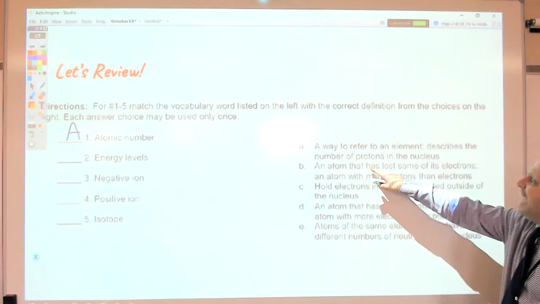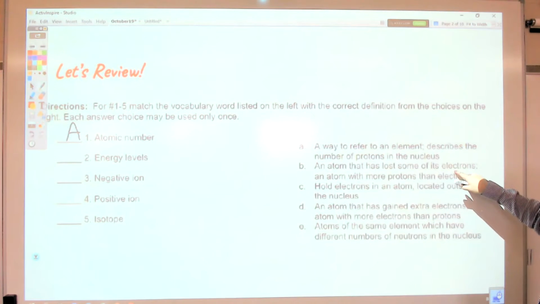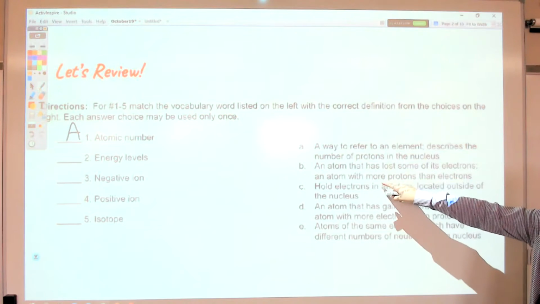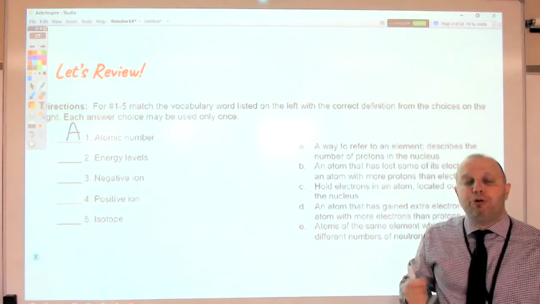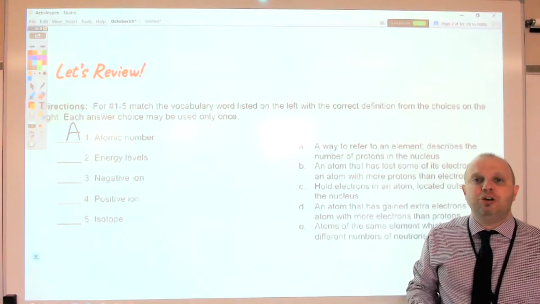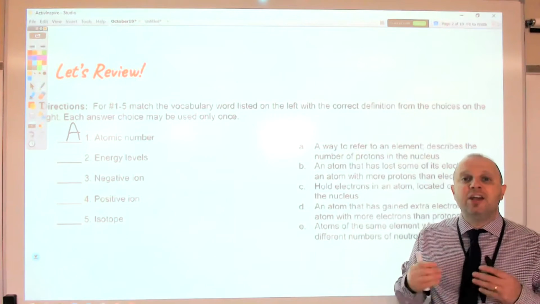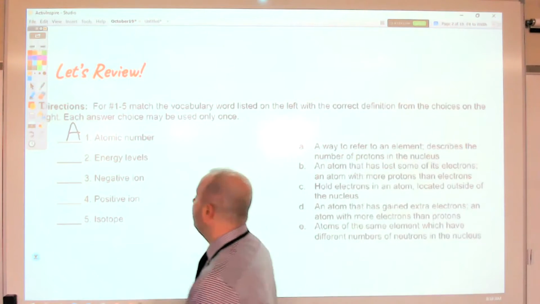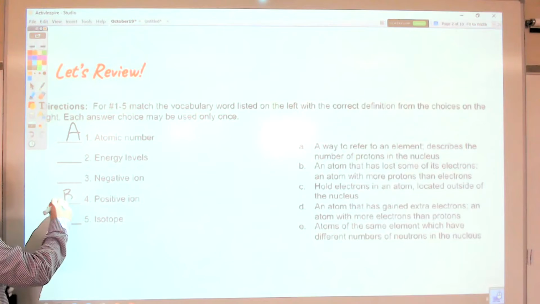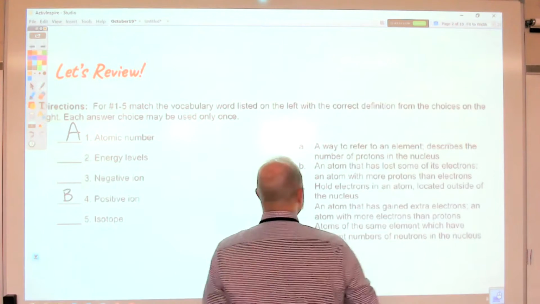Letter B, an atom that has lost some of its electrons, or an atom with more protons than electrons. If you have more protons which are positively charged than you have electrons, then overall the atom becomes an ion with a positive charge. So letter B is going to be our positive ion.